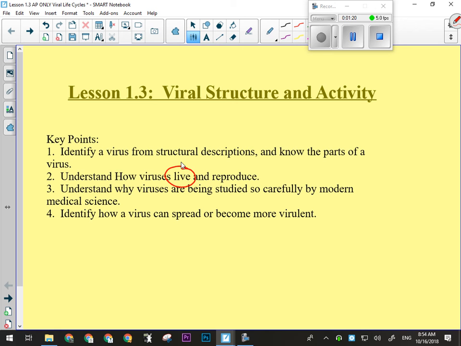Okay? Understand why viruses are being studied so carefully by modern medical science, and identify how a virus can spread or become more virulent. What does virulent mean? Yeah, more easily contagious. Okay, also more harmful. Okay, like the symptoms may become more serious.